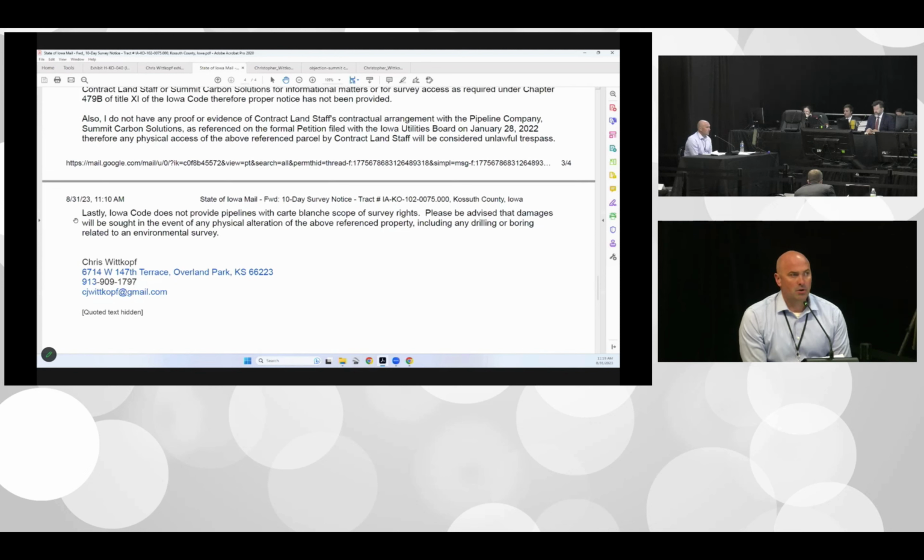Also, an interesting note worth pointing out, you can see my physical address there. I have provided that address, where I have resided for well over 10 years, to several agents at contract land staff. However, any and all notices from contract land staff, from Summit Carbon, or from Summit Carbon's third-party legal counsel have all gone to alternative addresses, none of which have come to that address.